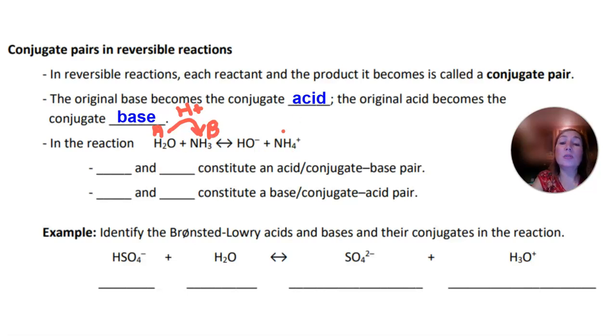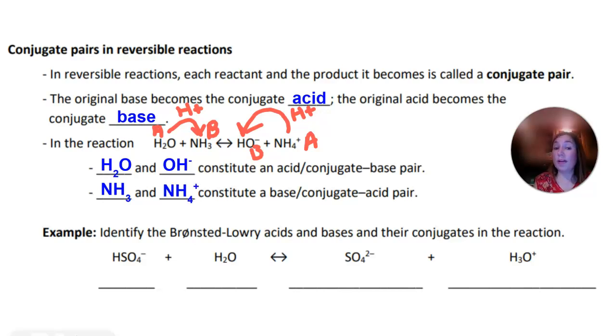But in the reverse reaction, NH4+ gives H+ to OH-. So NH4+ acts as an acid and OH- acts as a base. In the forward reaction, water and OH minus are an acid and conjugate base pair. They only differ by one proton.